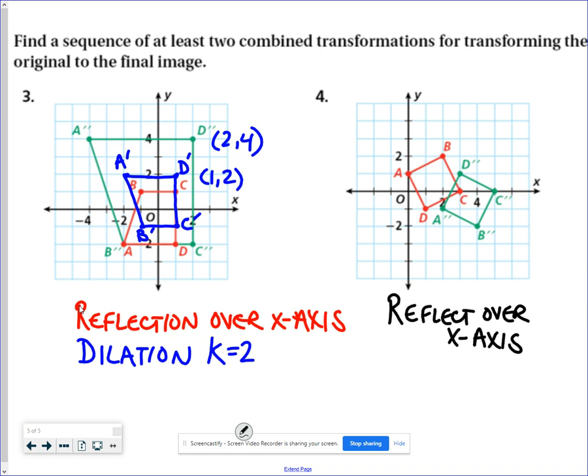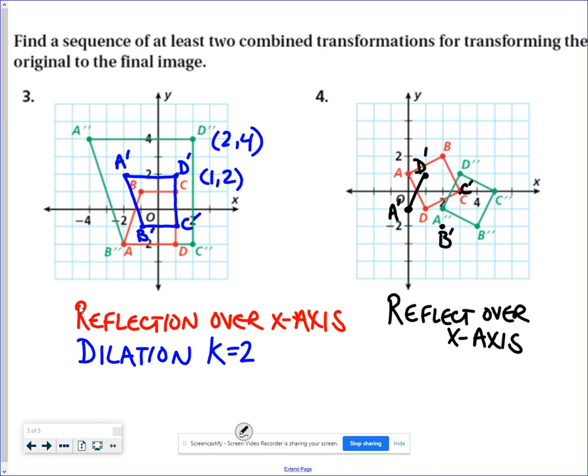And these are all going to overlap, so it's going to be kind of confusing here. But B prime would be 2 below. C prime is going to stay right where that is because it's on the axis. A prime, instead of being 1 above the x-axis, will be 1 below. And D prime will go 1 above.